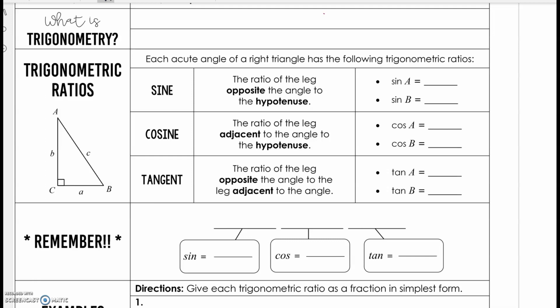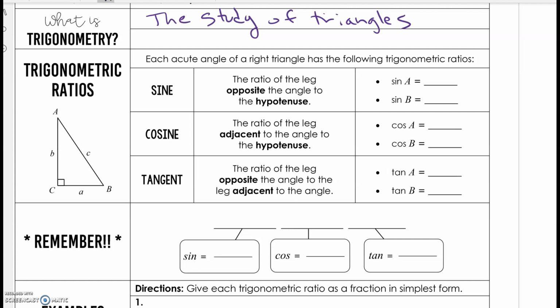So, this week we're going to learn about what is trigonometry. That is the study of triangles. You probably guys have already learned this in like 7th or 8th grade, but we're writing it again. The study of triangles. Hence the trig.